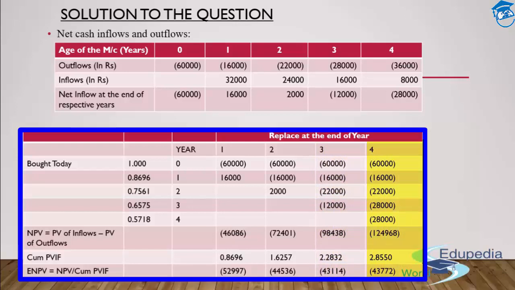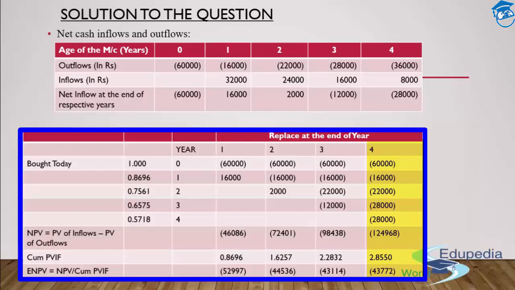First, 60,000 rupees as the first year's purchase price, then 16,000 rupees as the outflow for the first year, then 22,000 as the outflow for the second year, then 28,000 which is the third year's outflow which has been provided. I need to spend all these outflows. Why? Because I'm deferring my decision of selling the machine till the fourth year now.